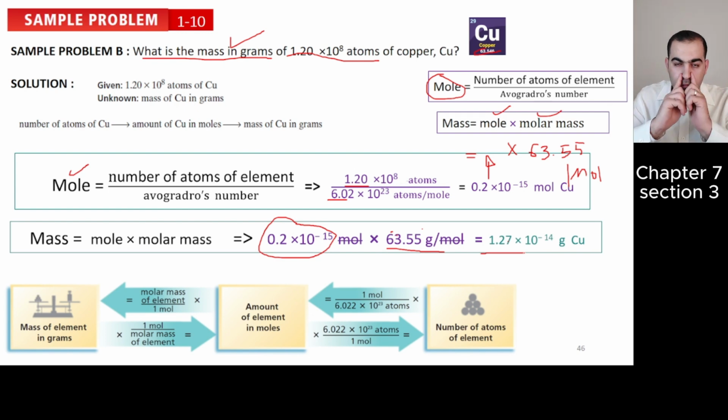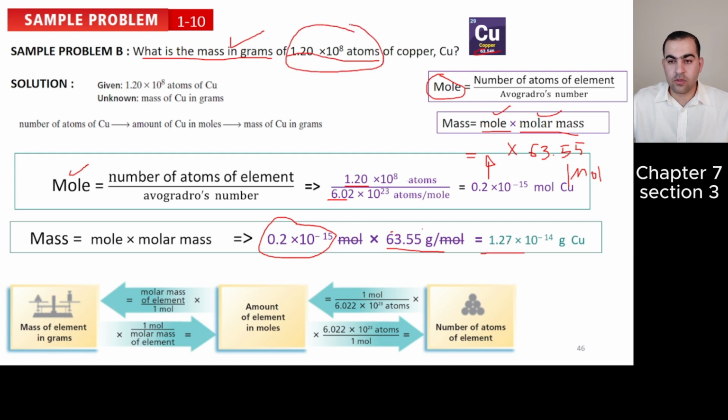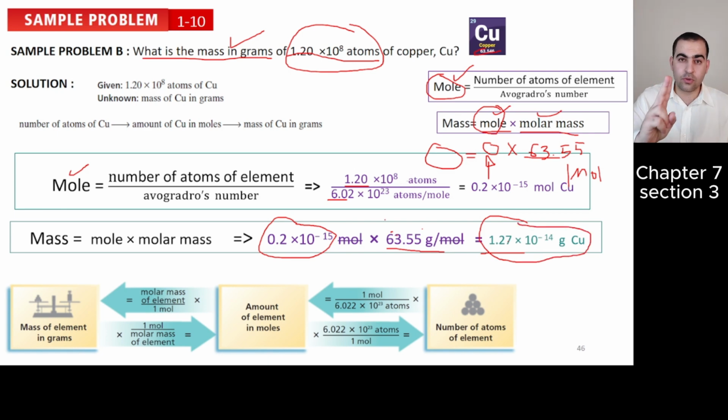So guys, if the exam asks for mass, use this rule. But if molar mass is given, and it asks for mole, but the number of atoms is given, use this rule to find mole. After you find mole, you put it in this equation. So mole times the molar mass, you get the mass in grams. This is 1.27 times 10 to the power negative 14 gram of copper. So now you need to use two rules.